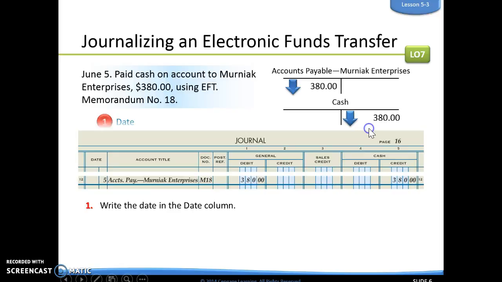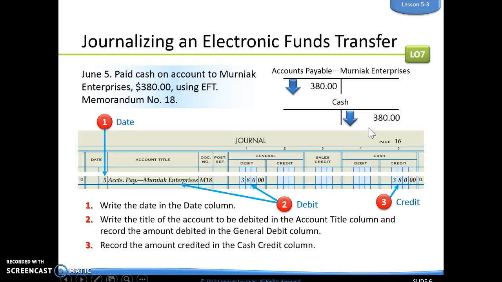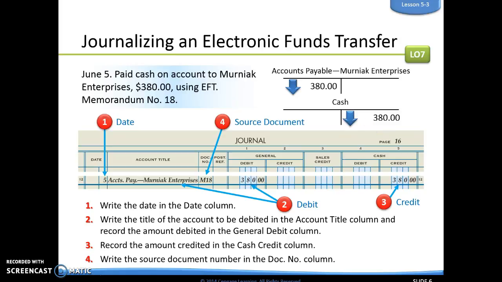So we're going to start with our date. We're going to then put our debit account, so accounts payable, and we're going to debit it for $380, and then we're going to credit cash for $380, and the last step is we're going to put our source document, memorandum 18.